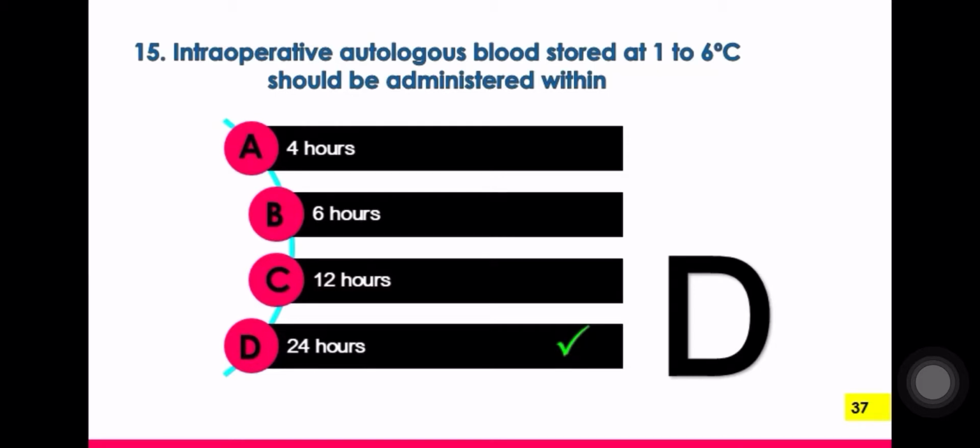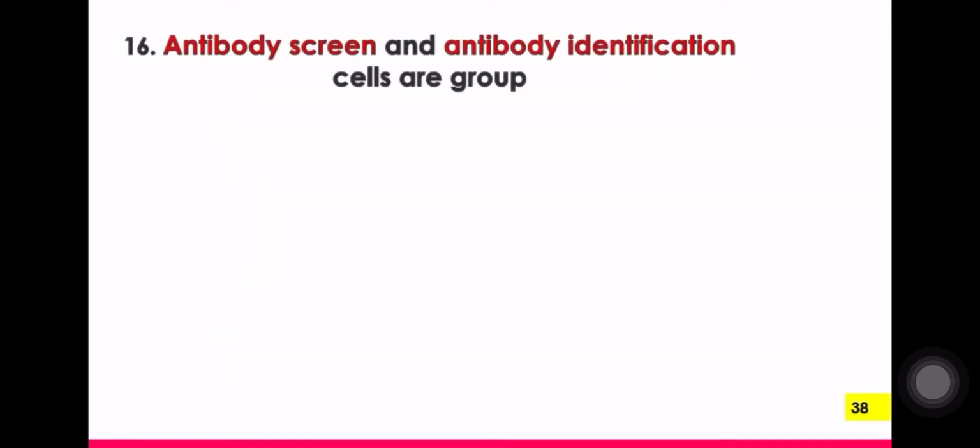In intraoperative autologous donation, the blood may be stored at room temperature for up to 6 hours, or at 1 to 6 degrees Celsius for up to 24 hours, as long as the second temperature has begun within 4 hours from the end of collection. Again, at room temperature, up to 6 hours. And at refrigerated temperature, 1 to 6 degrees Celsius, for up to 24 hours.